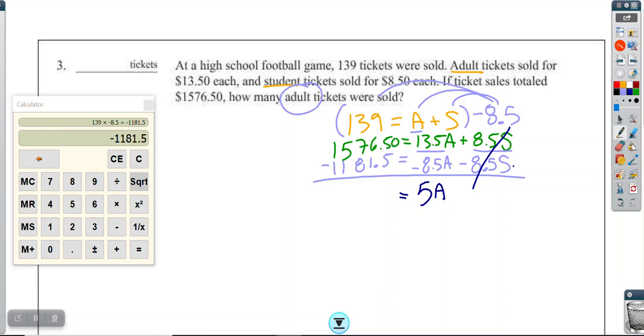And then when I subtract 1,181.5 from 1,576.5, I will end up with a meager 395. So divide both sides by 5, and I'll get a. The number of adult tickets is 79. Now, obviously, I could figure out how many student tickets I had, but I don't care about that. It only asked me about the adult tickets. So we have 79 tickets.